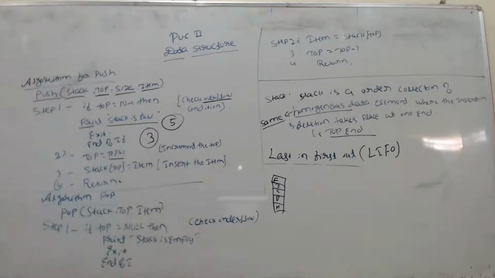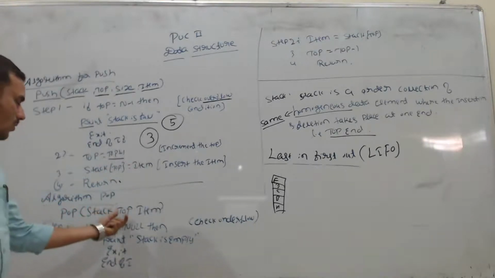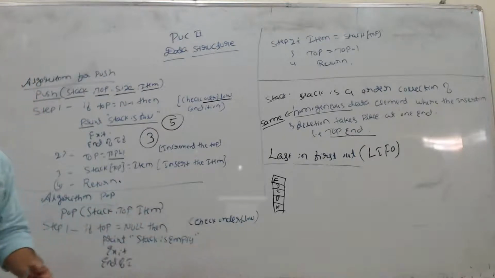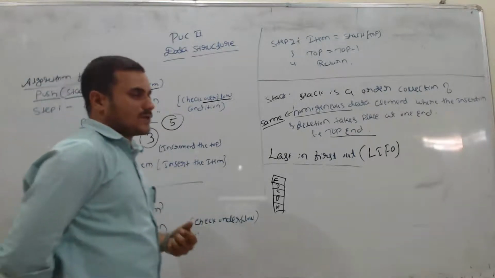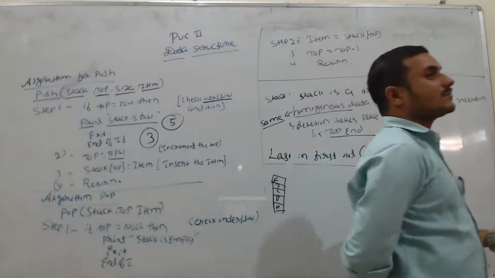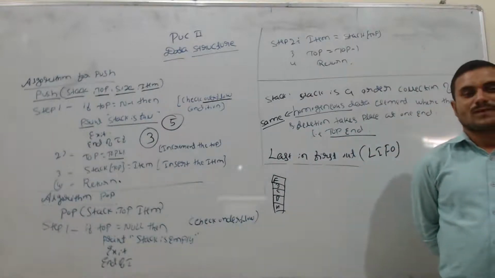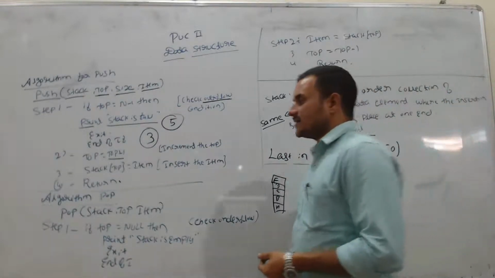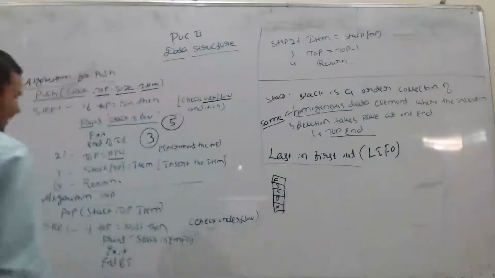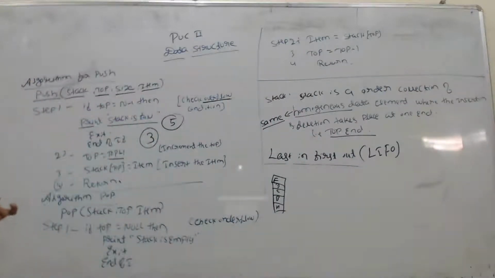Same thing here. Algorithm for pop. Pop stack, top, item. Pop means we are doing deletion operations, deleting the elements from the stack. Right? So first we have to check whether the condition is underflow or not.